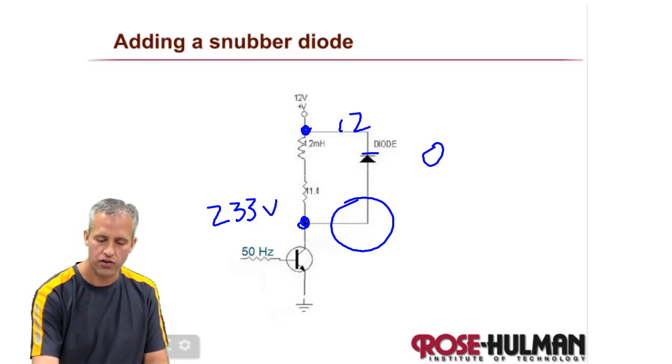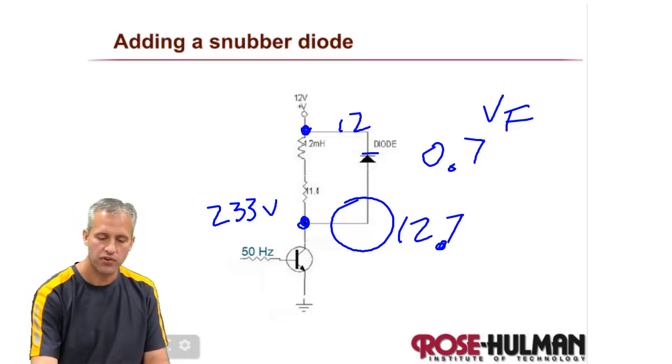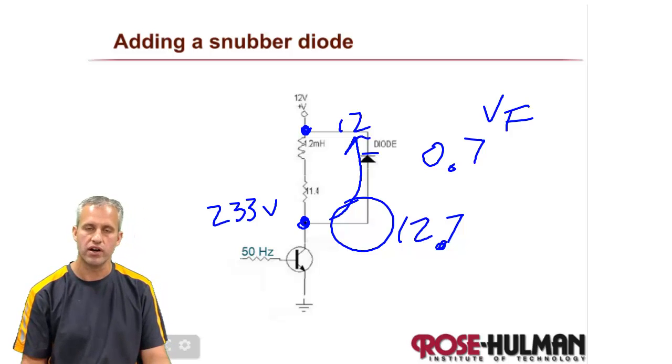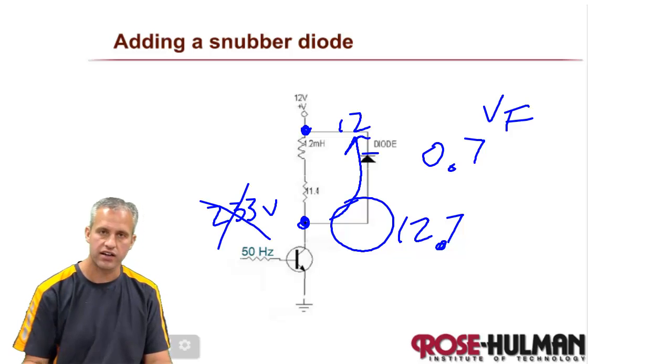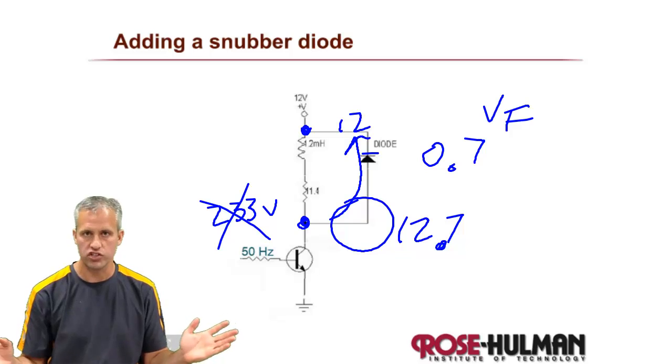Well, this spot is at 12 volts, and as soon as this spot gets to be one diode drop higher, let's say this diode is a 0.7 forward voltage drop diode, then when this spot gets to 12.7, then what's going to happen is current's going to start to flow. So it's a release valve, right? So when that voltage starts to go higher and higher and higher, instead of letting it get out of control, as soon as it gets up to like 0.7, then things shut down.